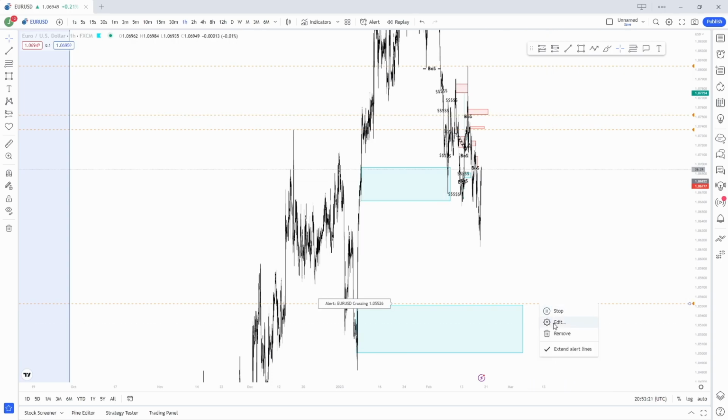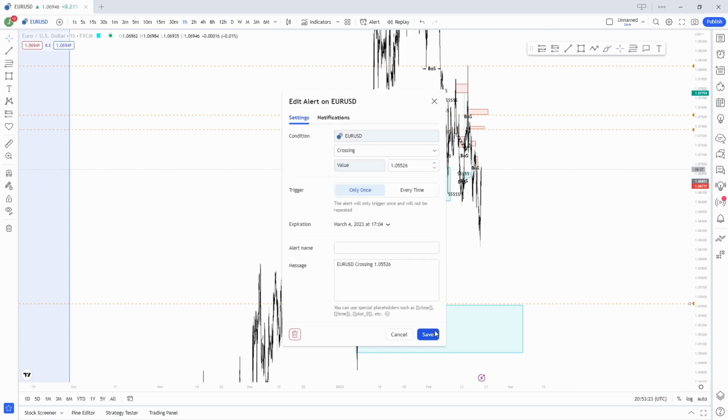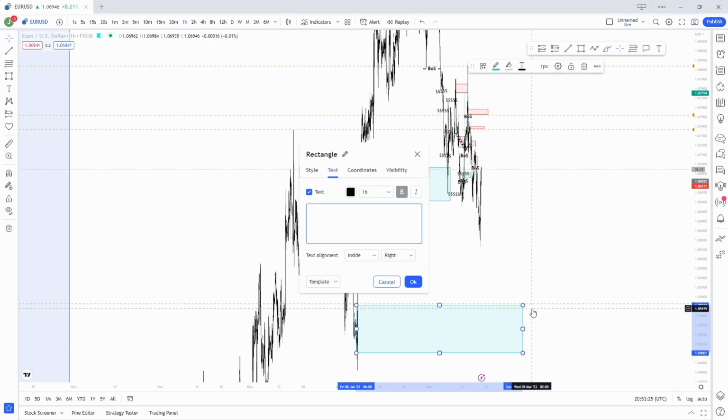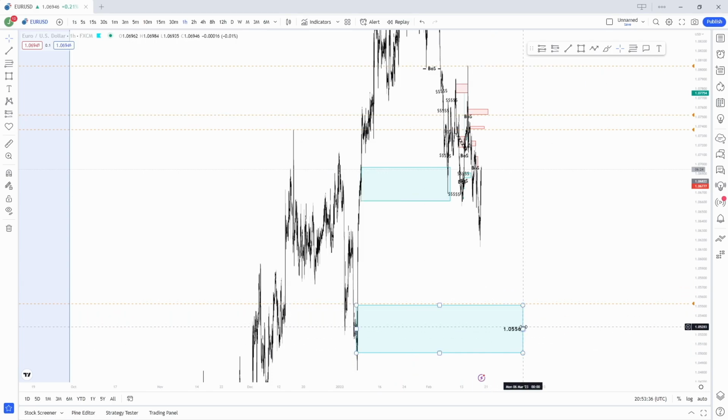I did not mean to remove that. Edit. We see 1.05526. So that is my main target in the market, is for price to actually come down and trade into that.